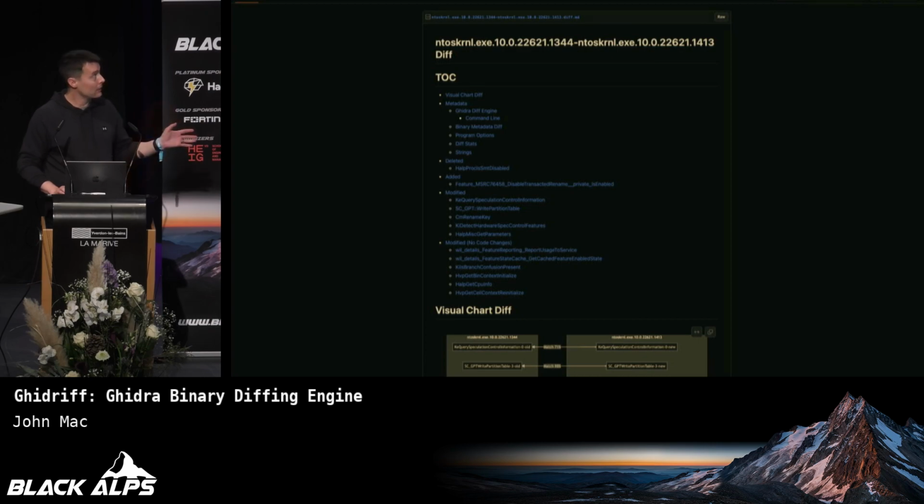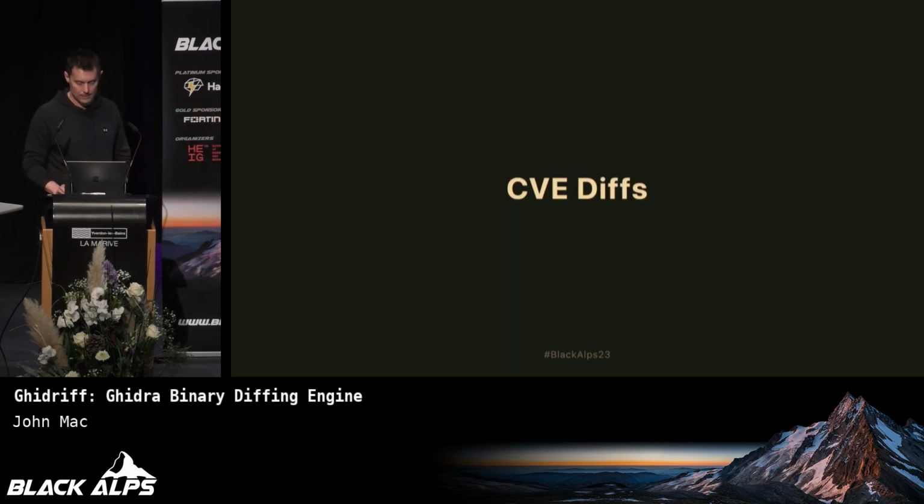So that was a full Windows kernel diff, and the kernel has about 32,000 functions across 2 binaries. What you see here is about 11 different functions that have been changed. And so that's, again, a quick way to see the changes across time.